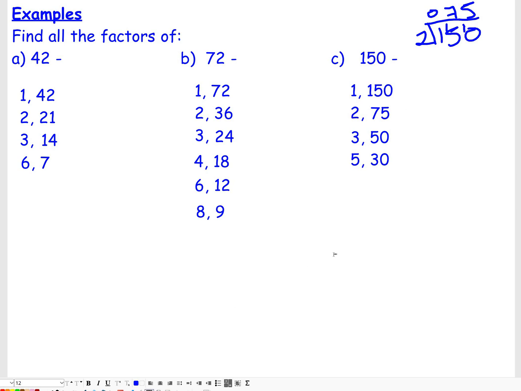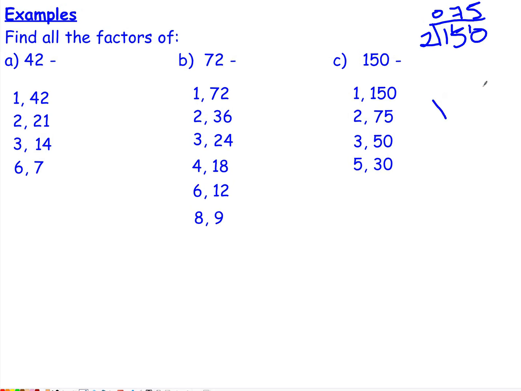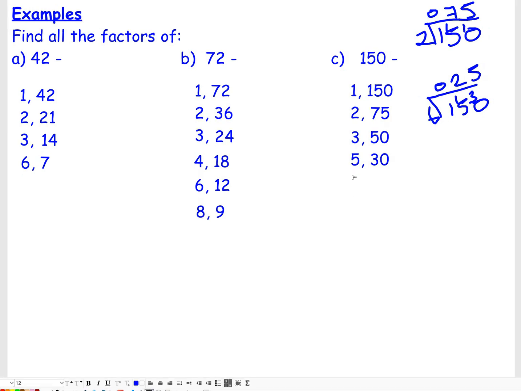Does 6 go in? Well, again, if you wanted to check with your bus stop, 150 divided by 6. 6 goes into 1 0 times, carry the 1. 6 goes into 15 twice, remainder 3, 6 goes into 30 5 times. So 6 goes in 25 times. And again, you could use the maths fact here. If 3 goes in 50 times, 6 is going to go in half of that amount.